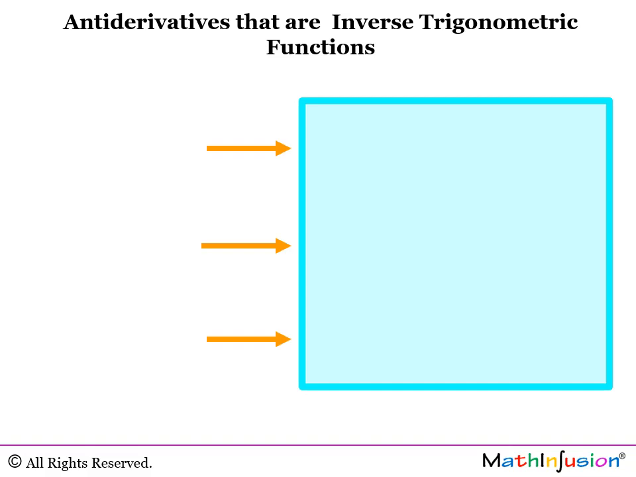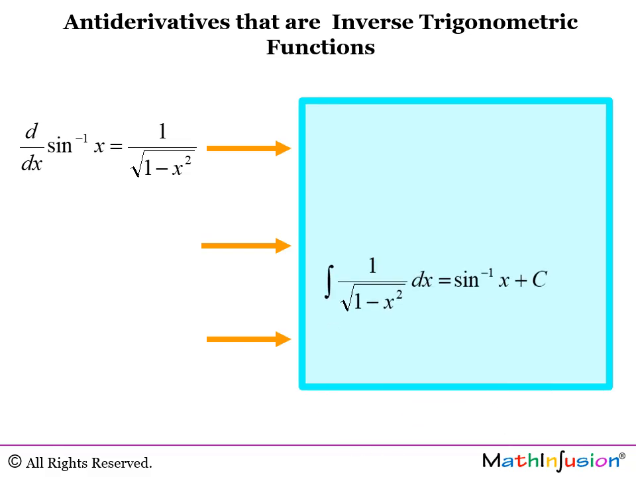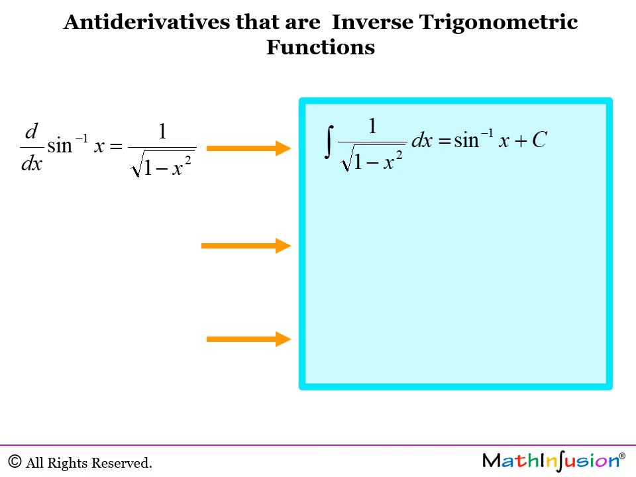Let's start with the antiderivatives that are inverse trigonometric functions. We know that the derivative of the arcsine x is 1 over square root of 1 minus x to the power of 2. We get that the antiderivative of 1 over square root of 1 minus x to the power of 2 is arcsine of x plus c.